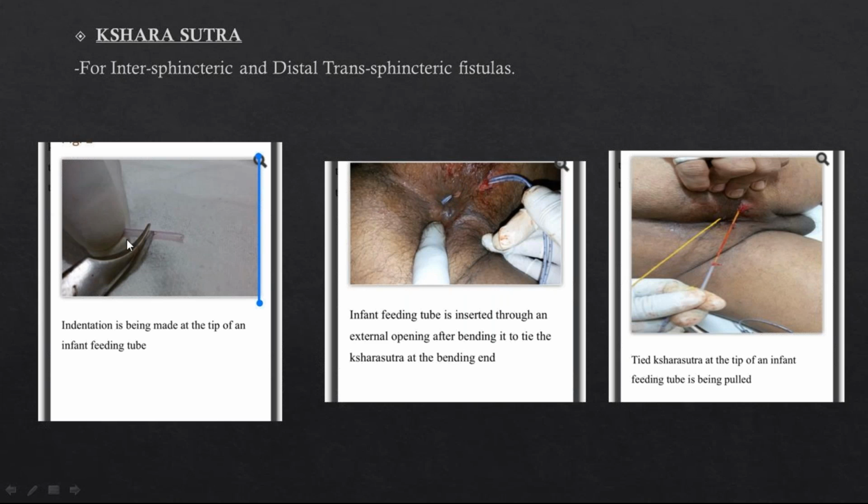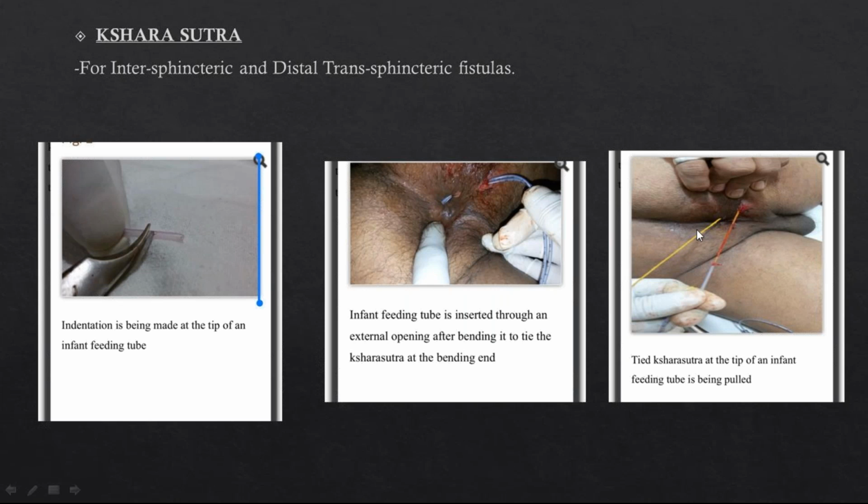Through this cut made in the first figure, he will pass the Shara Sutra thread. You can see the yellow colored thread, that is the Shara Sutra thread. He will pass it through this, bring it out, make a knot and tighten it. Due to the tightening effect, same as the tight seton cutting mechanism, it will cut the sphincters and slowly heal by fibrosis, and later the thread can be removed once it has healed.